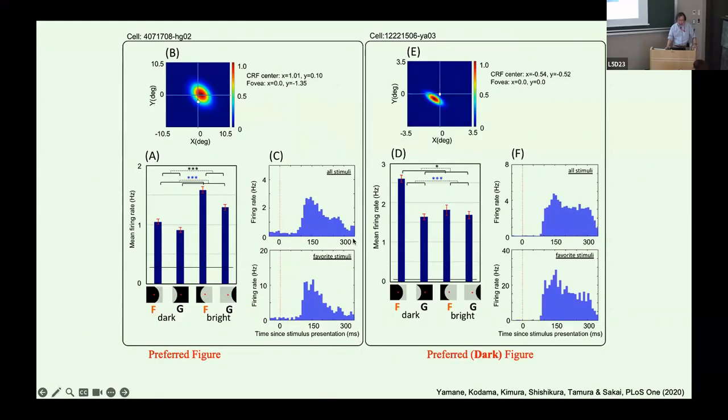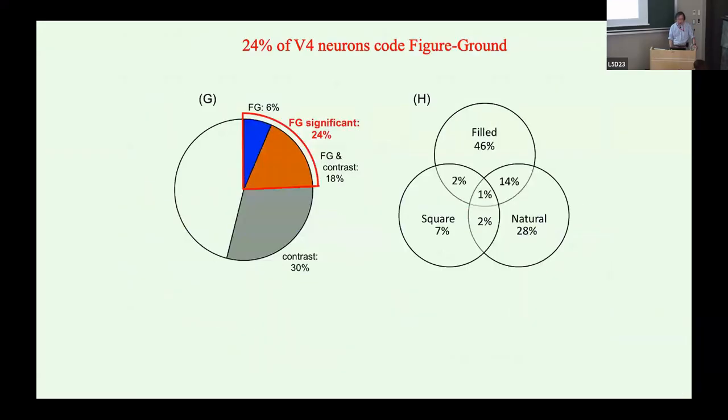And this is another example cell. This cell also shows stronger responses to figures independent of the contrast. So these are just two cells. How about the population? We tested a few hundred neurons and found that about a quarter of neurons showed significance to figure ground.